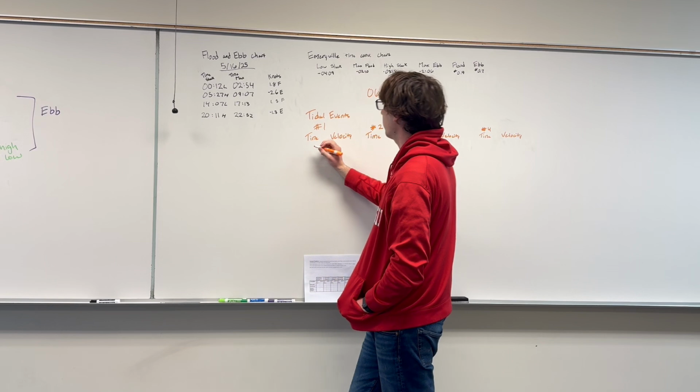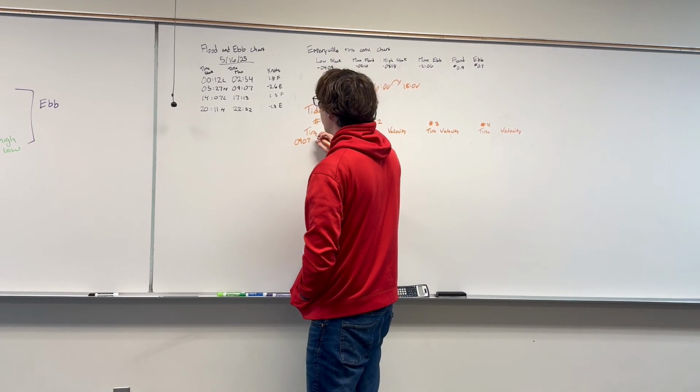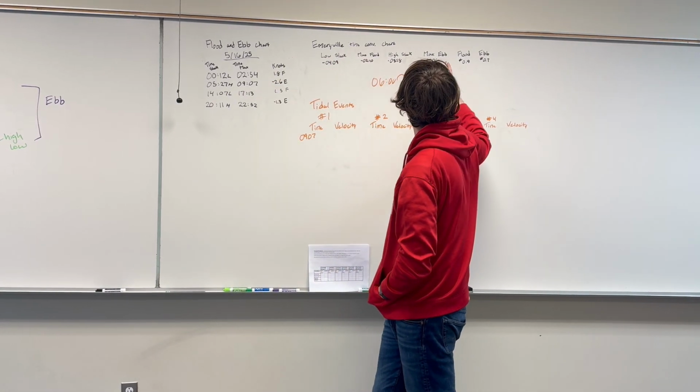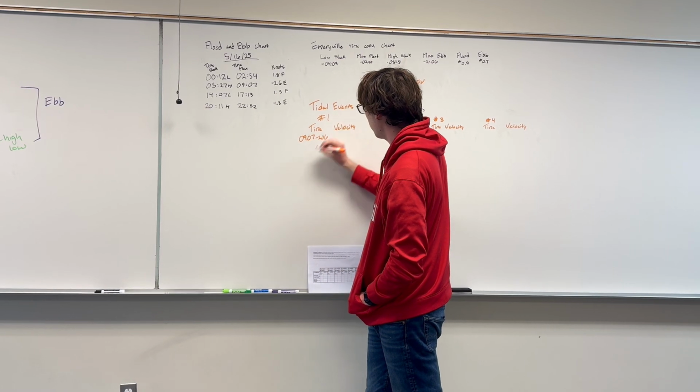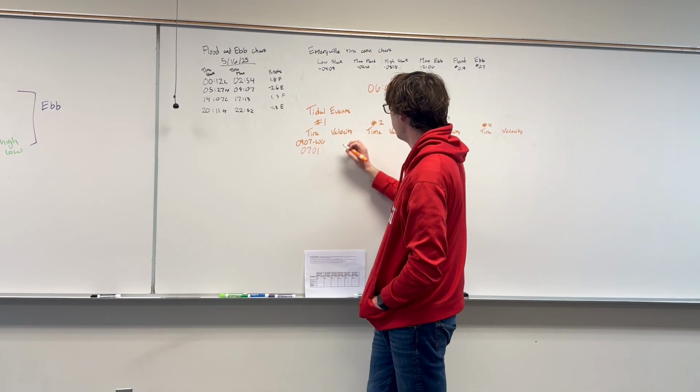So we're just going to take 0907 to 907, and then we're going to subtract, since it's an ebb, we're going to slap 2 hours and 6 minutes on it. This will give us 0701, 7:01 a.m.